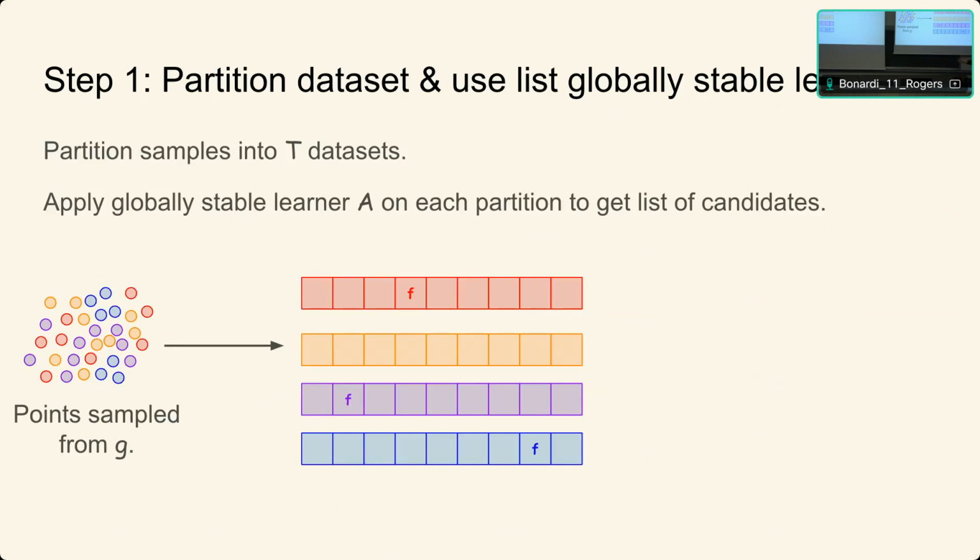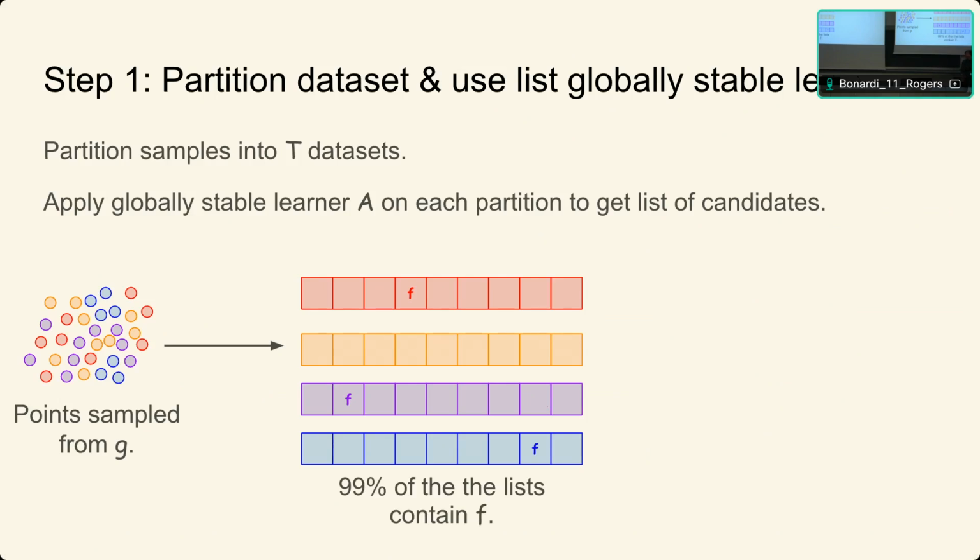Okay, so these red points got mapped to these red candidates. One of them contains F. For the orange one, we got unlucky. We didn't get the stable element. But for the purple one and the blue one, we also got the stable element. Okay, and the stable element is going to appear in almost all of these lists.